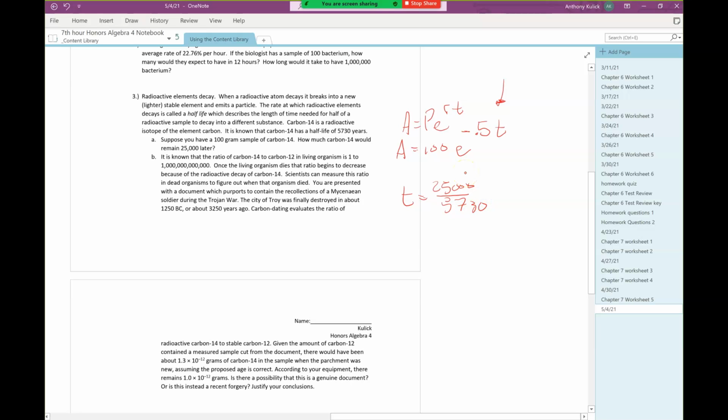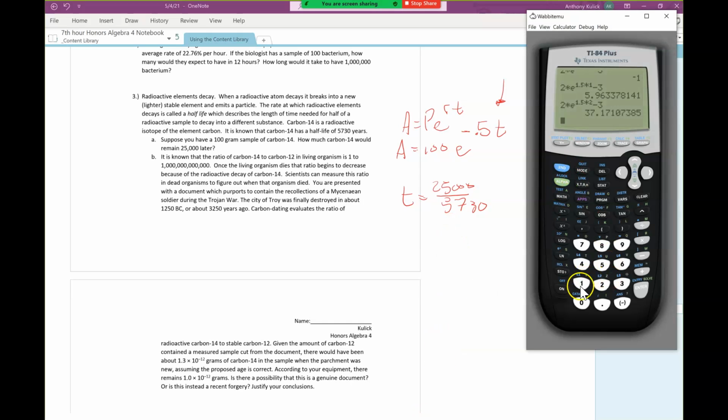So what I need to plug in for t is how many half-lives is 25,000 years. That would be 25,000 divided by 5,730. Okay with that? Because each half-life you decrease by half. So that's what I'm going to type into my calculator for part A.